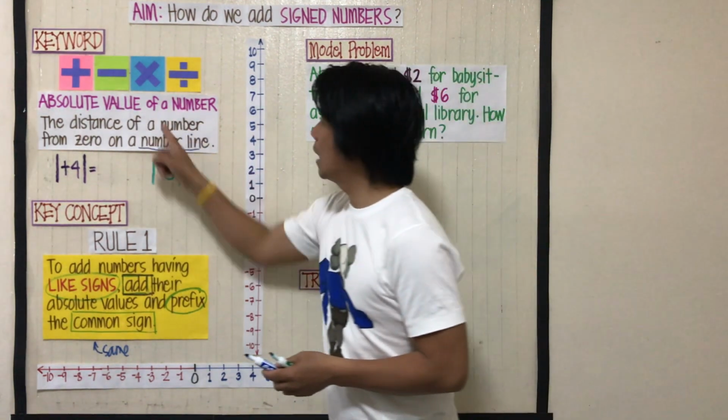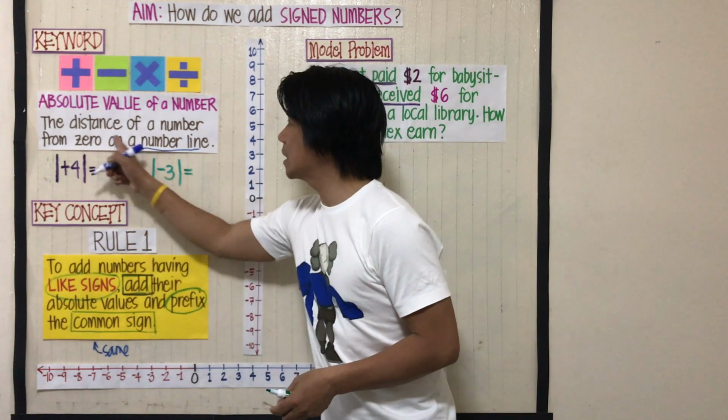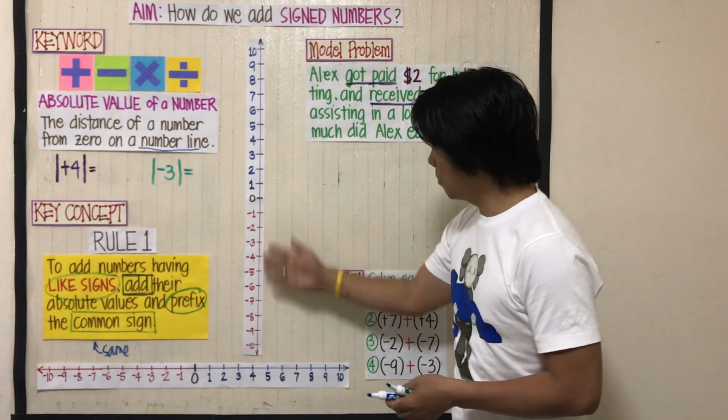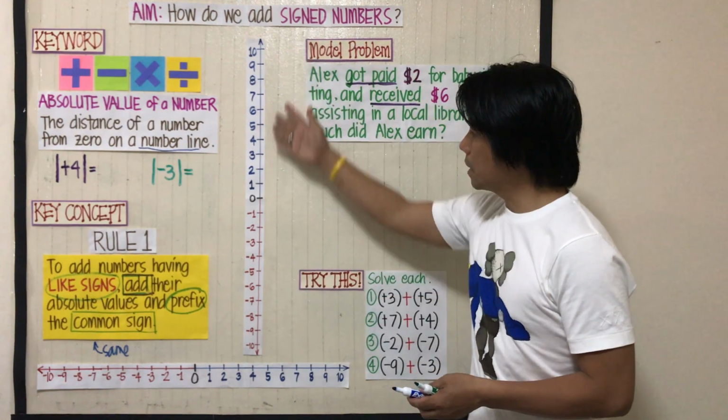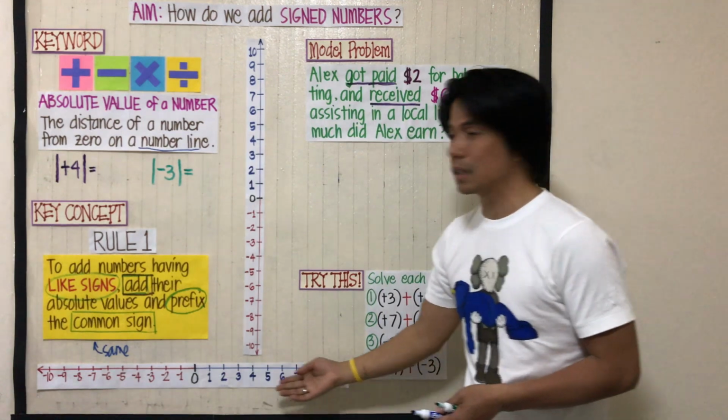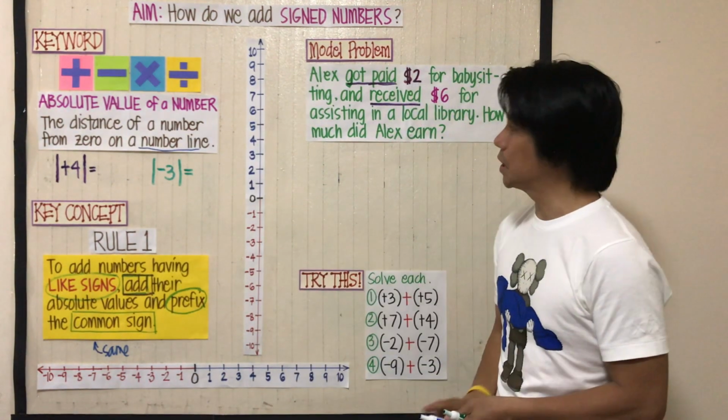The absolute value of a number. It is the distance of a number from zero on the number line. This is a number line presented vertically, and this is also a number line presented horizontally. They're the same. Basically, they're the same.